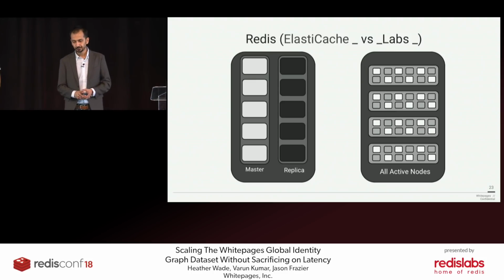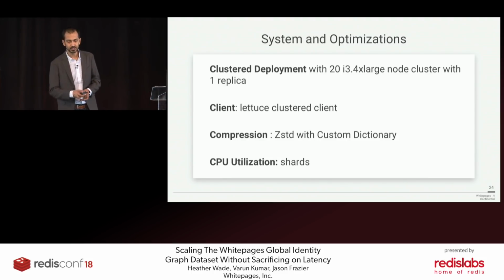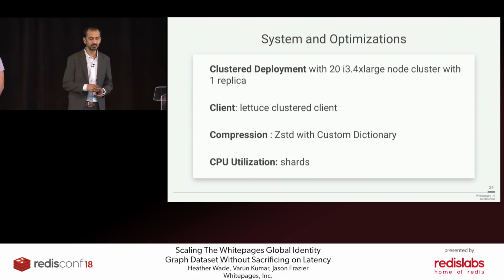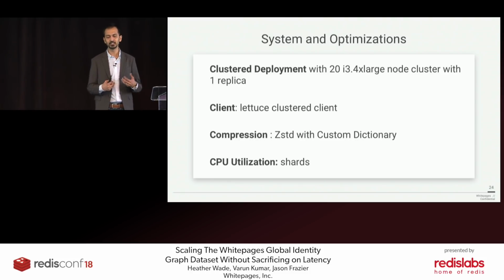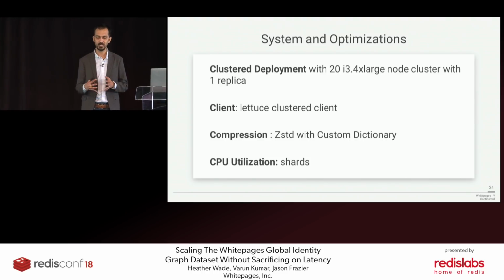Okay, some of the systems you were talking about, the node types and our clustered setup: we are using a clustered deployment with 20 i3 4xlarge nodes. All these numbers are a bit of a magic number, computed based on your throughput requirement and your RAM to flash ratio. Redis Labs gives you the number, okay, use 20 nodes of this type, and we just use it.